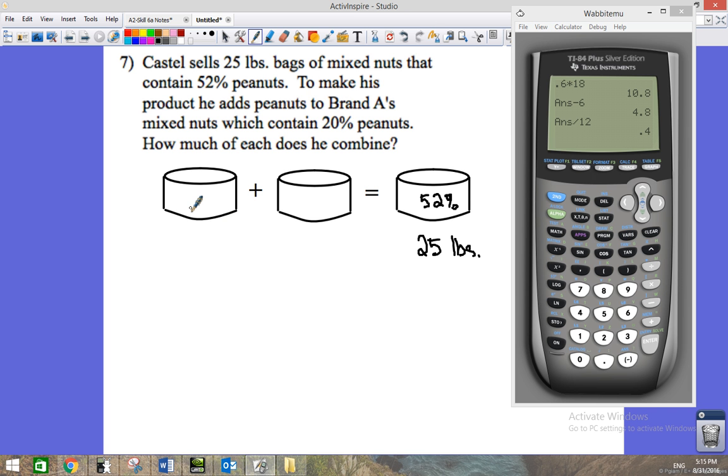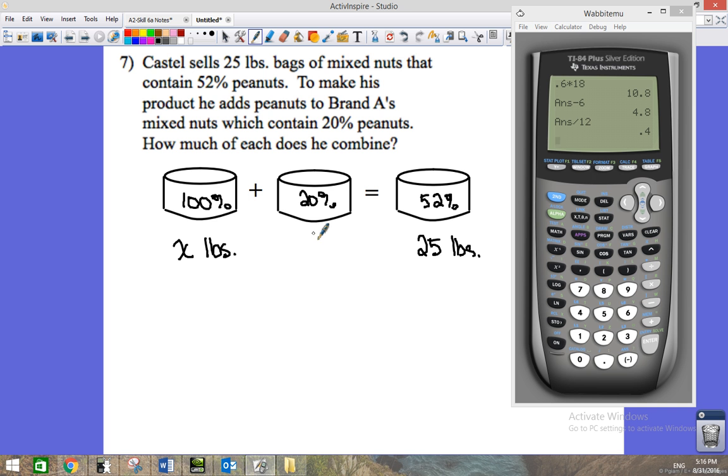So, how much of each does he combine? Peanuts are 100% peanuts. Let's have that be X pounds. I don't know how many peanuts we're going to add to make this. Now, this brand A is 20% peanuts, and Castile, he's going to increase that and make that more peanuts. If you really like peanuts, you're going to like Castile's 25-pound bag.